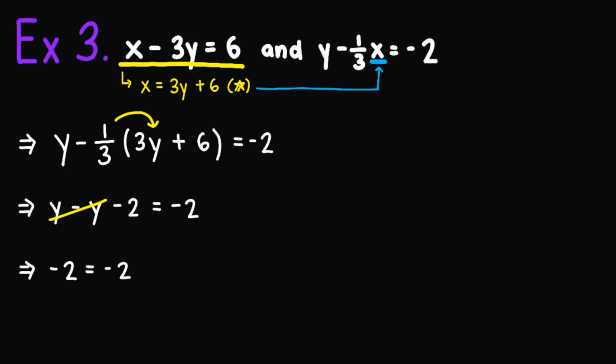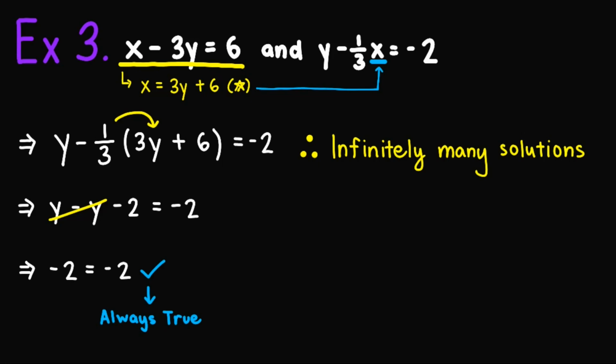This is quite similar to our first example, but this time we know that negative 2 equals negative 2 is valid and always true, which means that for any value of x and y that we plug in, we'll still end up with an equation that is always true. This means that the answer for this system of linear equations is infinitely many solutions, since regardless of the x and y that we plug in, the equation is always true. So the answer is infinitely many solutions.